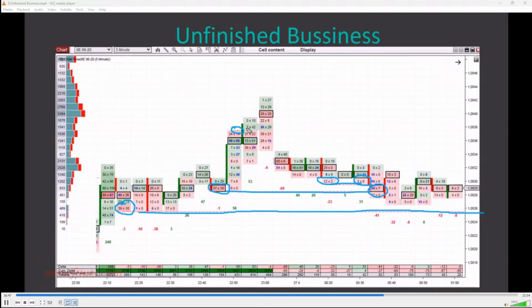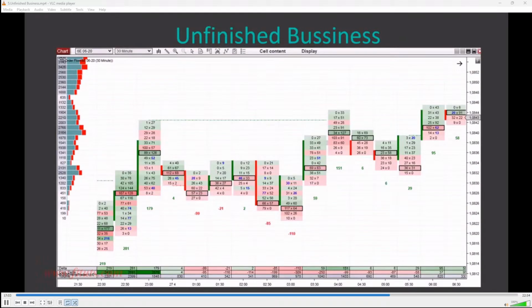So I wouldn't really call it an unfinished business because this is just where another candle started and the price just covered that unfinished business. All right, so as you can see, those unfinished businesses are working nicely as magnets. The price tends to return to them.